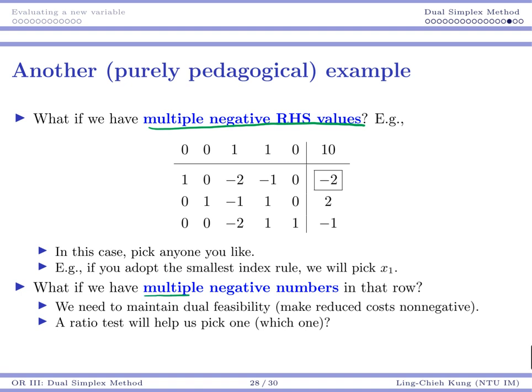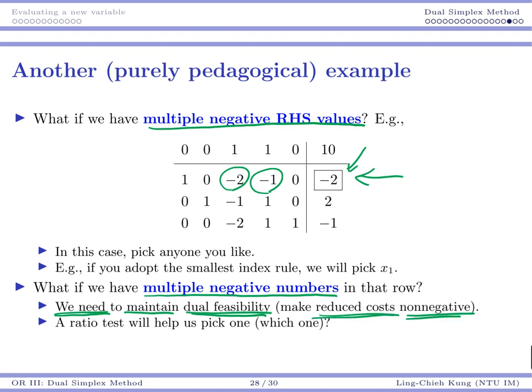And then maybe we may have multiple negative numbers. For example, here we have -2 and -1. Choosing either one to be your pivot is going to fix this right-hand side value. So we need to consider which one to choose, all right? So the idea is here. We need to maintain dual feasibility, and translate that back to primal. That means your reduced costs should remain non-negative. That's going to help us to pick one. Okay, let's take a look.